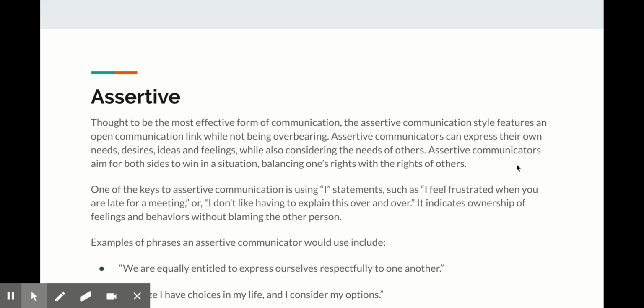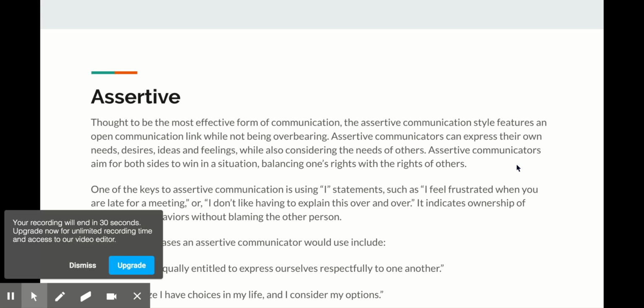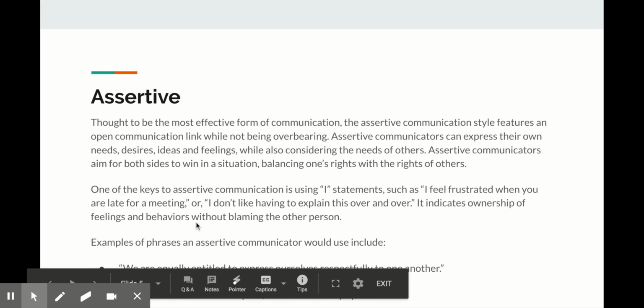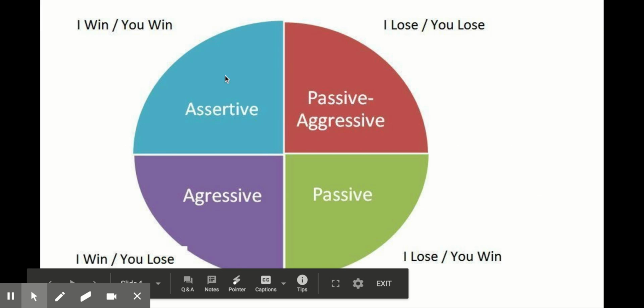Okay, so one of the keys to assertive communication is using I statements, such as I feel frustrated when you are late for a meeting, or I don't like having to explain this over and over. So that indicates ownership. All right. So here is a nice chart that's gonna show you the different types of communication.